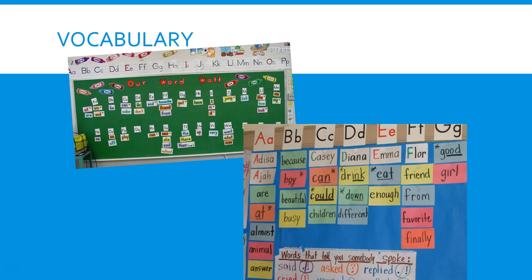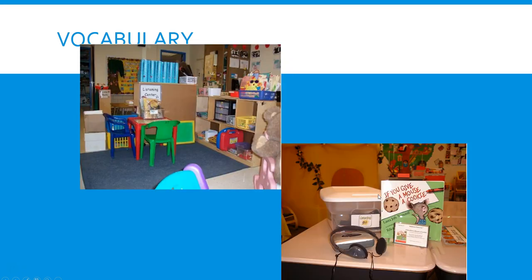Here are a couple of different examples of word walls. Here there are actual words associated with letters. And here's an example of a listening center. So we've got some maybe audio books here. It's kind of a close-up of books on tape.